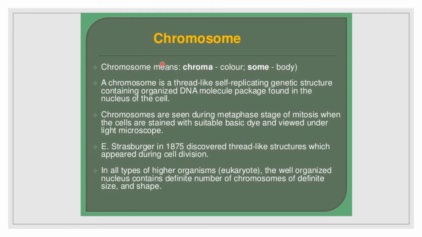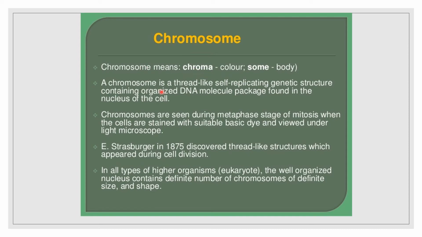How does the chromosome appear to be? Now, if you split this word chromosome, chromo means color, soma means body. So it is nothing but a colored body. How can you call this a colored body? This is called a colored body because of the presence of a staining agent, which will give color to this chromosome.